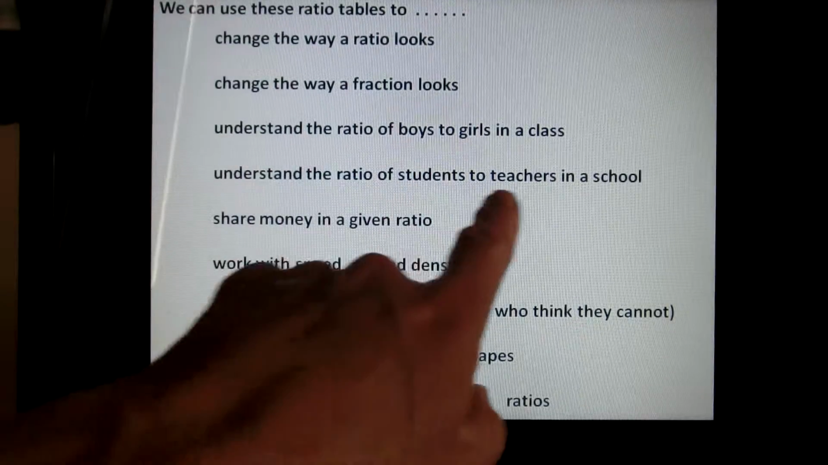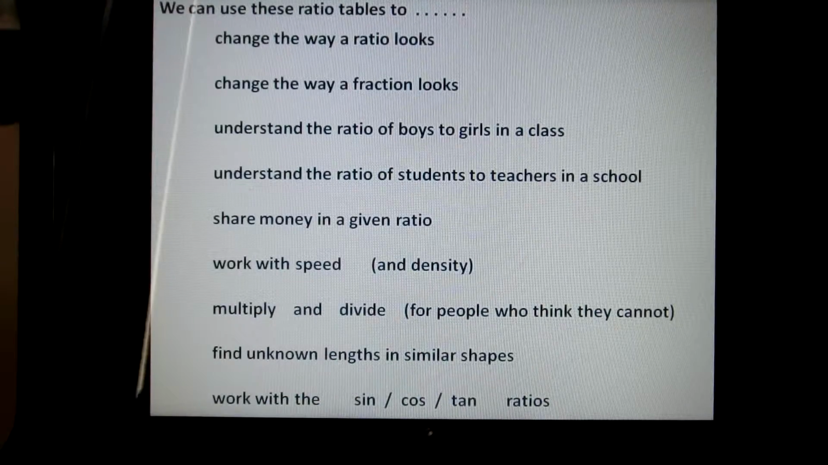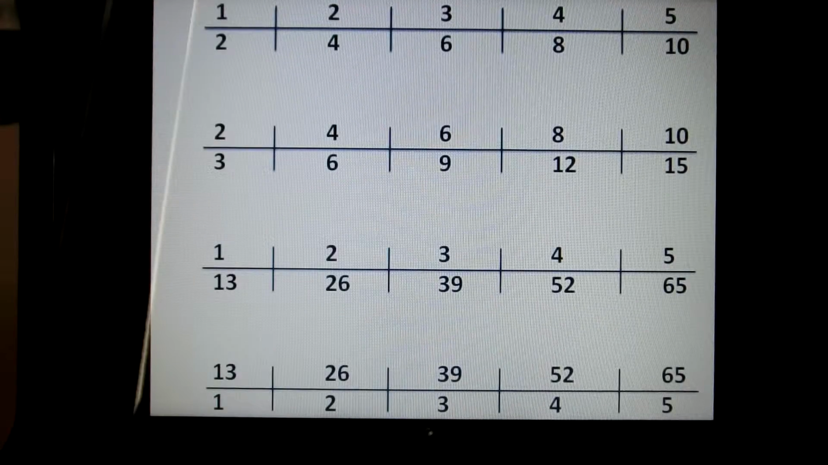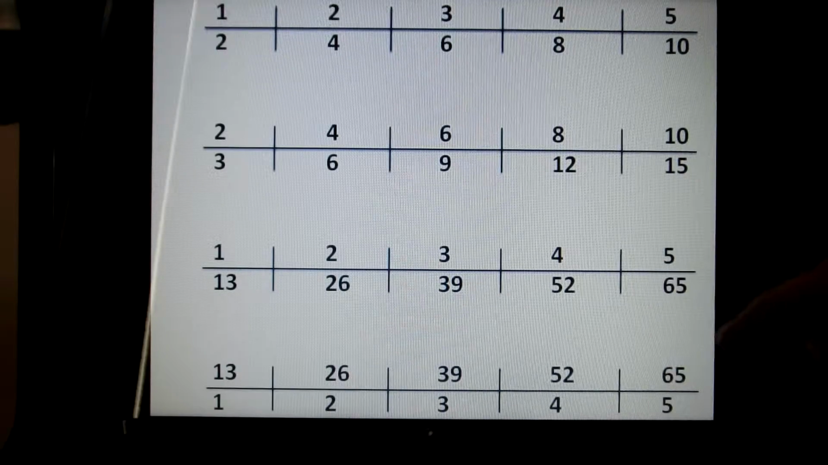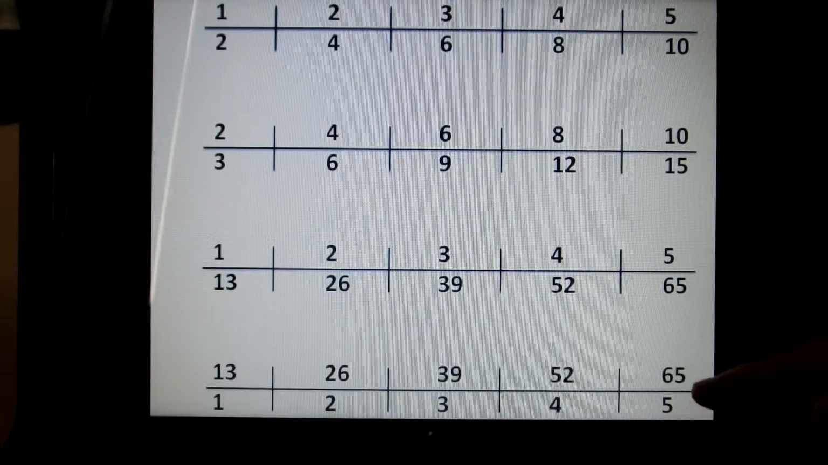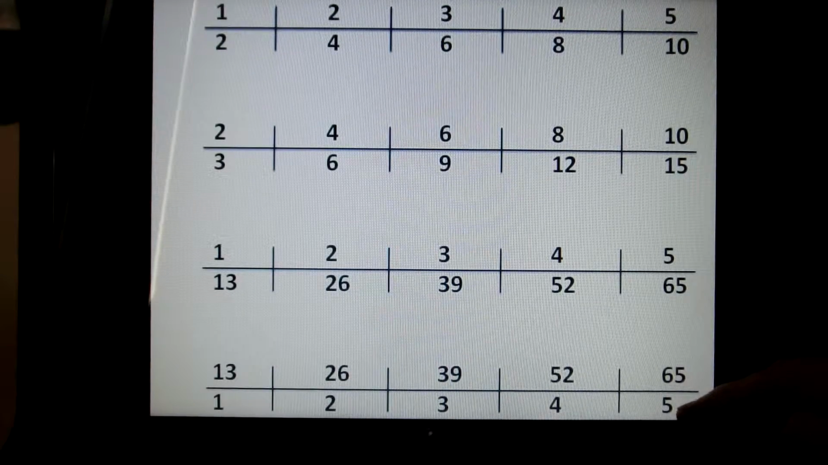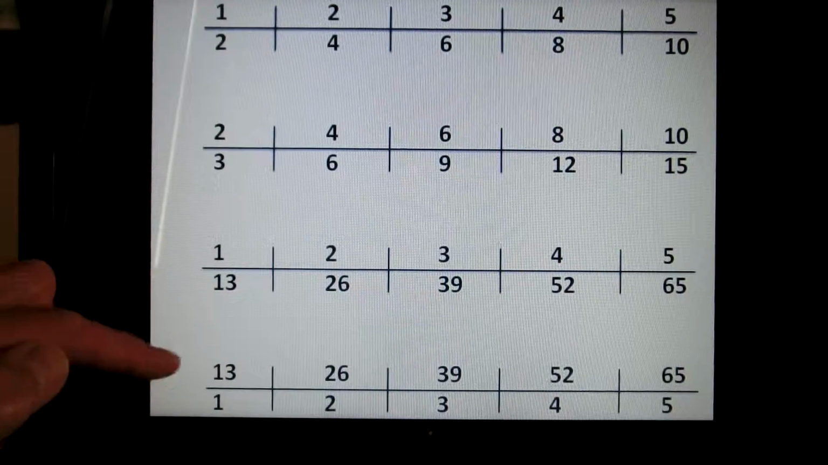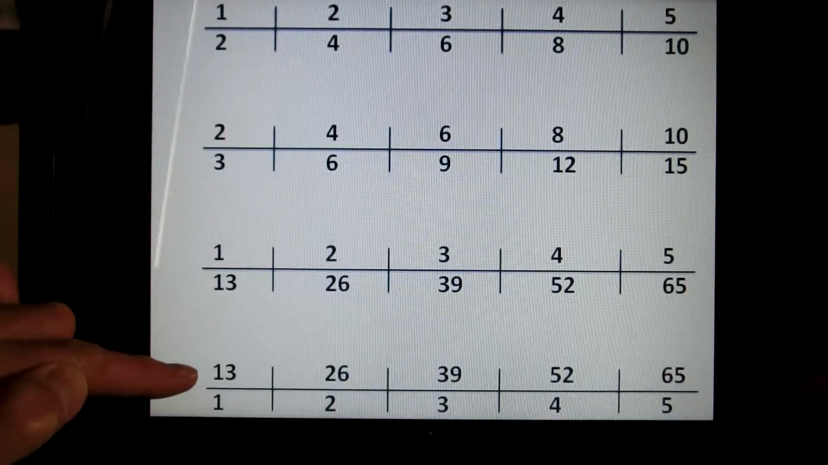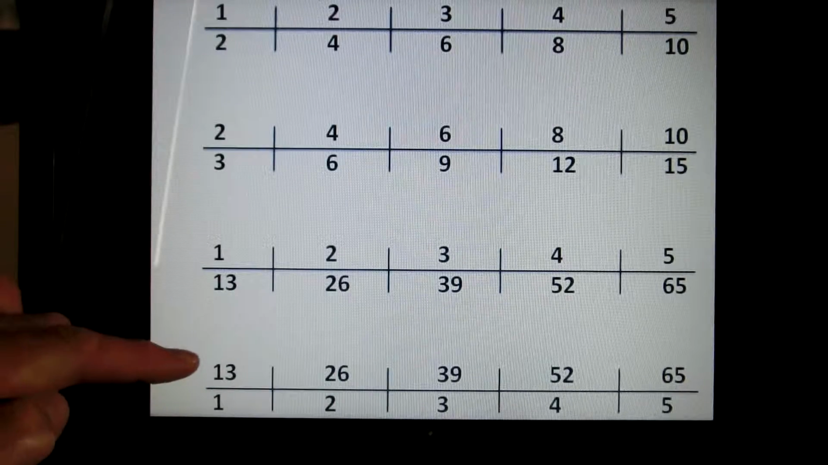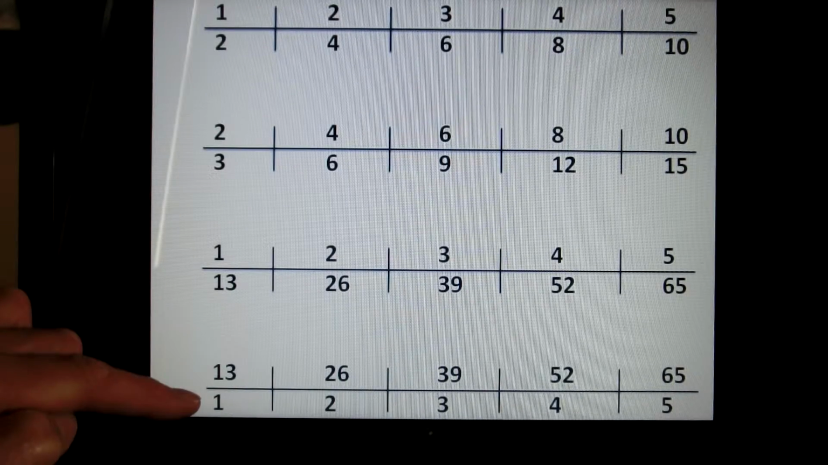Understand the ratio of students to teachers in a school. Let's say down the bottom here, you had a school, maybe a small school, where there were 65 students and 5 teachers. That's the same ratio as 13 to 1. You could say that in that school, the ratio of students to teachers is 13 to 1.